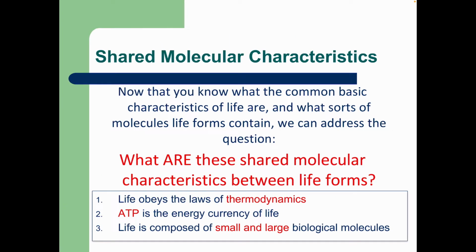So even though we talked about these different molecular structures, there are a lot of shared characteristics. Now that we know the common basic characteristics of life, which we mentioned are 10 different characteristics, and what sorts of molecules life forms contain, so we talked about our carbon and our need for water, we can address the question of, what are these shared molecular characteristics between life forms? So all life forms have these 3 rules.